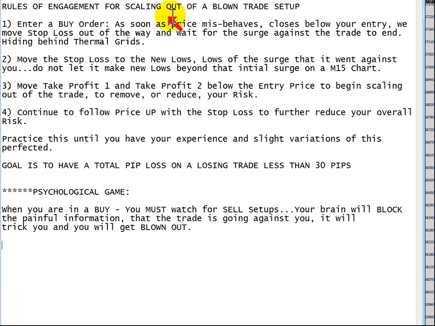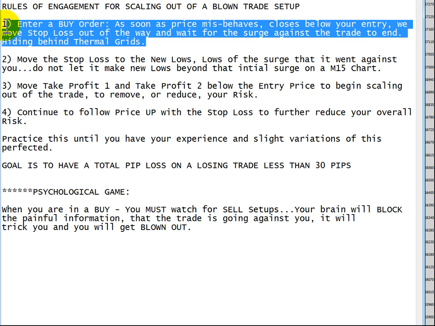Rules of engagement for scaling out of a blown trade setup. So if you enter a buy order, as soon as price misbehaves, starts to close below your entry, remember a buy, you're trying to get it to go up. If it starts to misbehave and starts to go against you, we're going to move the stop loss out of the way, wait for the surge against the trade to end. You're going to hide behind thermal grids. Now again, this is no news. If there's no news, you'll be fine.